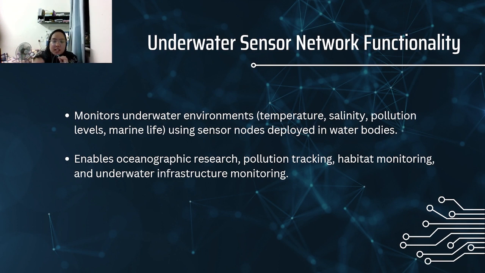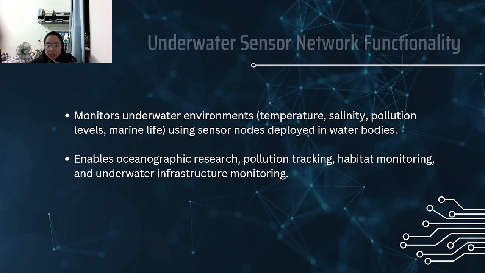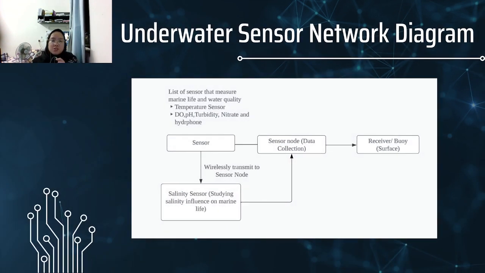The next function of the underwater sensor network is to enable oceanographic research, pollution tracking, habitat monitoring, and underwater infrastructure monitoring. Okay, I'll show you the flow of the underwater sensor network functional diagram.